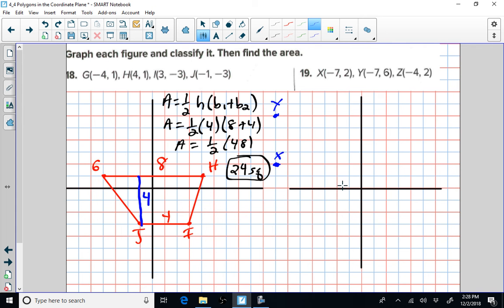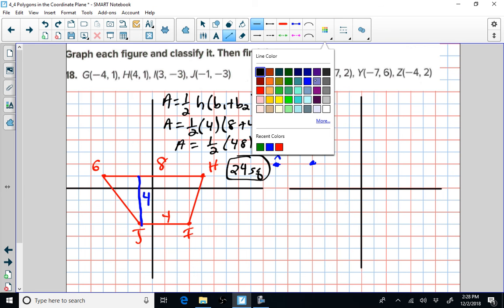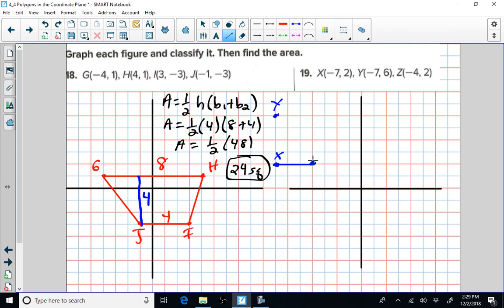Point Z is at -4 and 2. There's point Z. So we're talking about this figure here. Let's do blue. And so I draw a line here, connect here, and connect here. Looks like it's a triangle. The formula for the area of a triangle, area is equal to 1/2 base times height.